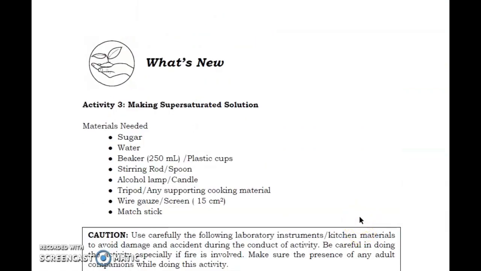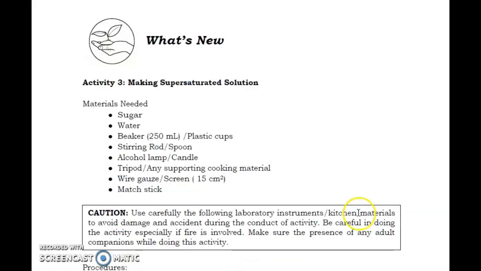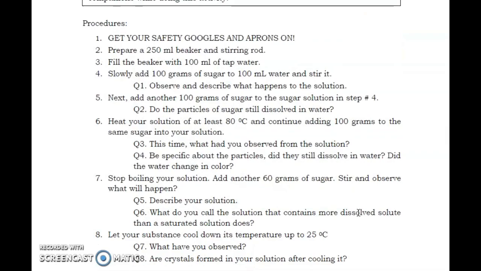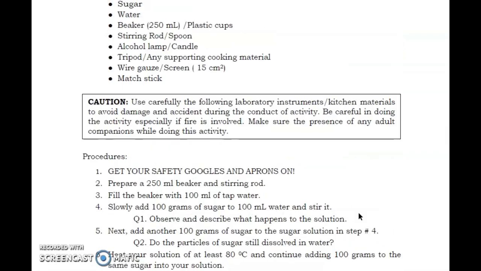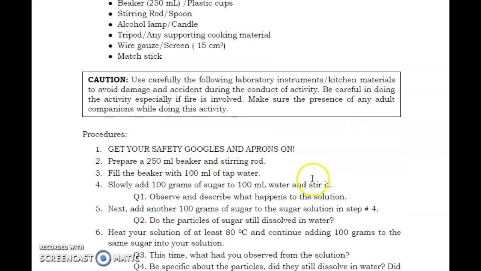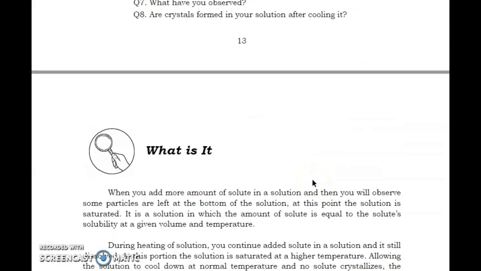Now, if the materials are not available at your home, I can give you a supplemental video to sustain the activity showing how to make a supersaturated solution. Okay, let's proceed with the What Is It part.